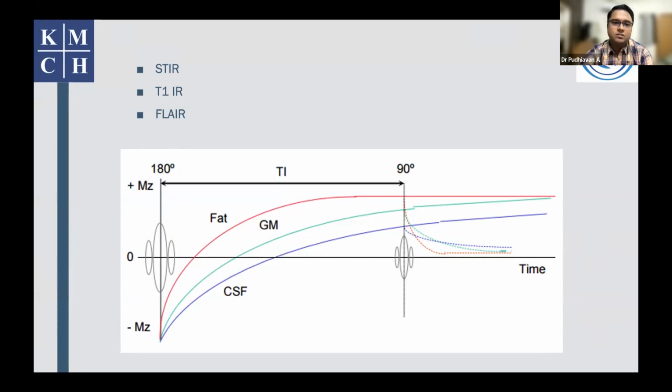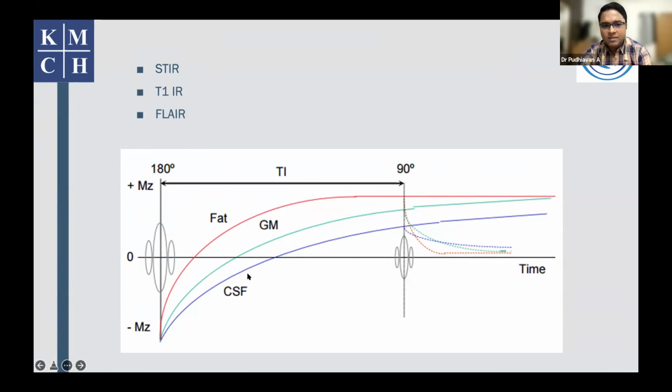Before I go into the different types, there is a parameter called the TI time, or time to inversion. This is nothing but the time between the 180-degree pulse and the 90-degree RF pulse. This is called the inversion time. If you give an inversion time equivalent to the point at which fat is at 0, then you will get an image where fat is completely suppressed. That is called a STIR image, or short tau inversion recovery sequence.